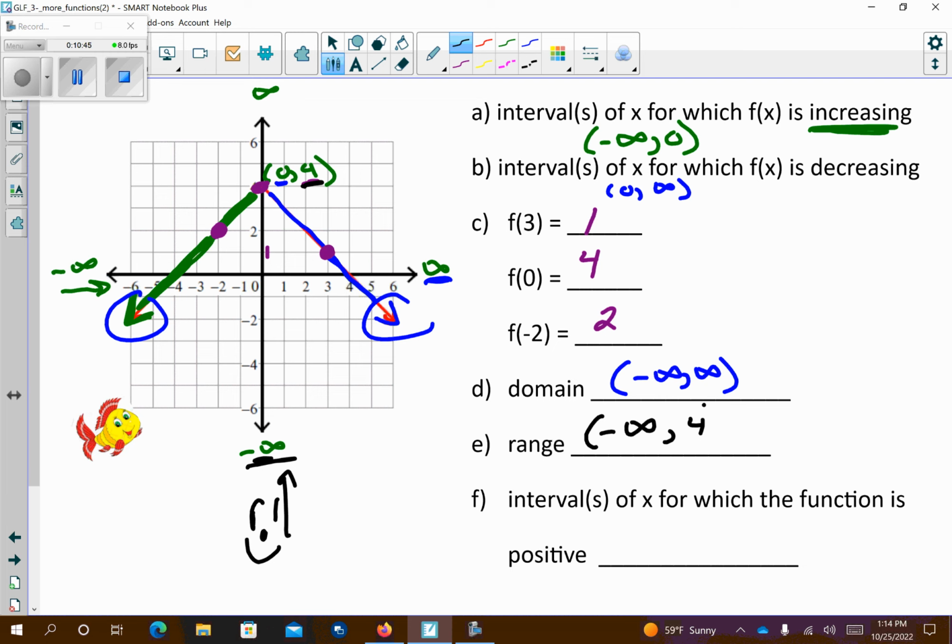Okay, notice I use the y value. I'm going to put a hard bracket there. This is a hard bracket because that is a point. So our range is going to end as a hard bracket.